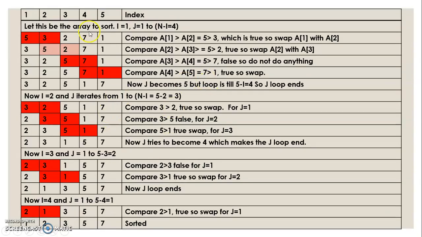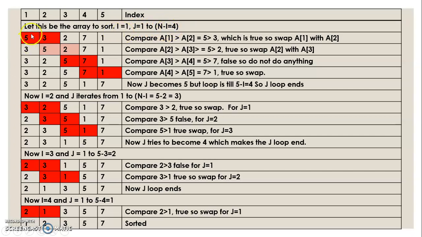So in this example, we have these index positions 1, 2, 3, 4, 5, and let this be the array to sort. The array is 5, 3, 2, 7 and 1, and i will be 1, j will be 1 to n minus i. So n is 5, 5 minus 1 is 4. So i is 1, j is 1, and j will execute from 1 till n minus i.